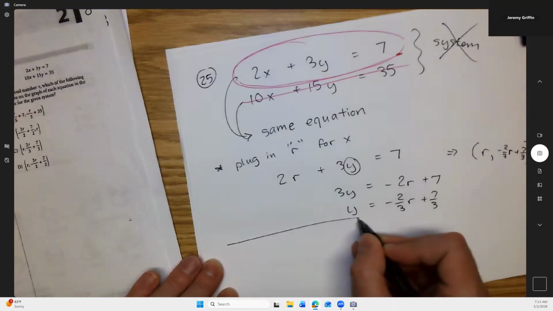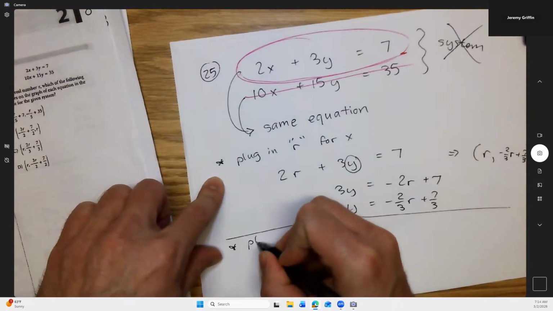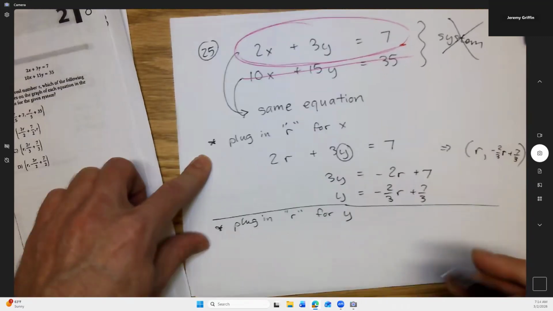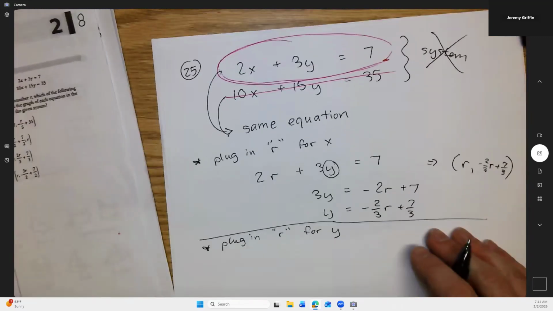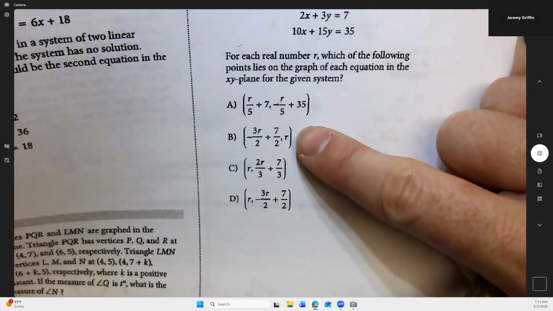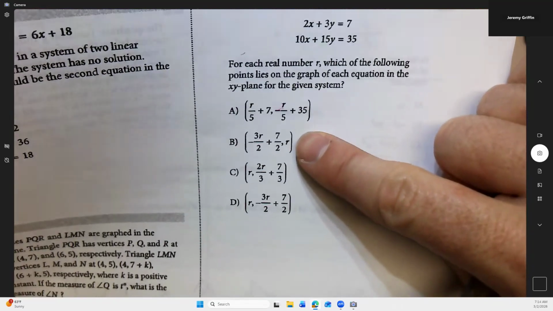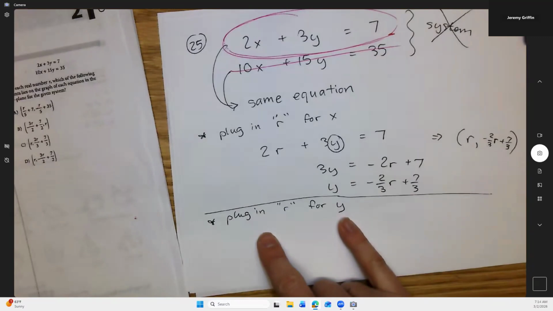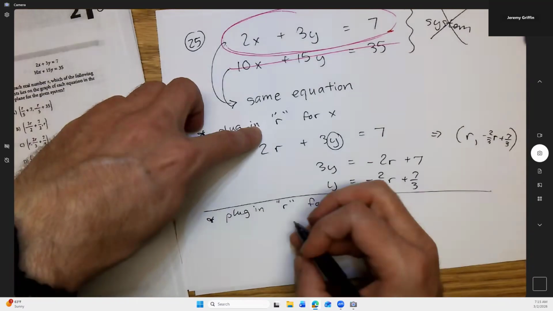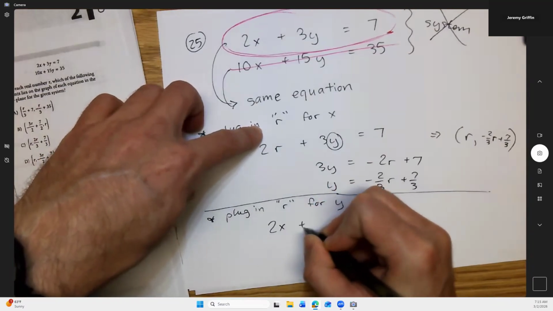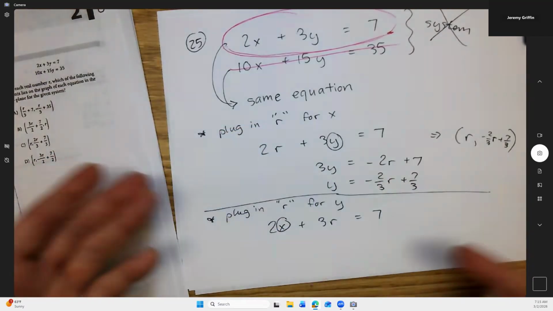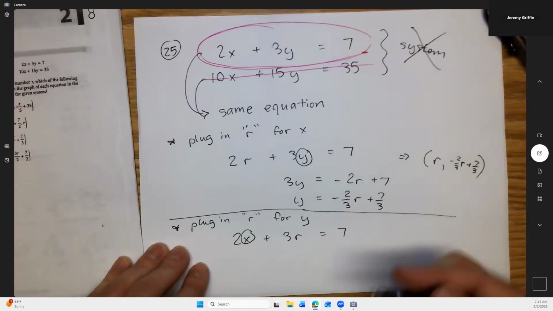But there's another approach I could take. What if I plug in r for my y value instead? Then I see what x is. That might possibly lead to answer B, because it looks like B has r as the y value. So maybe that'll lead to something. I'm going to do 2x plus 3r equals 7, and then solve for x, and maybe that will be answer B, or we're going to find out.